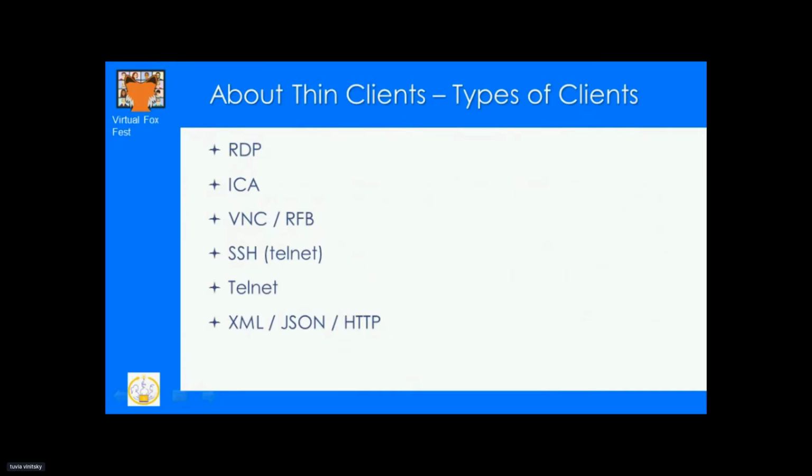Now, VNC, which some of us may use, is actually a thin client. It has graphical capabilities, and it uses the RFB protocol. So VNC, sometimes you'll see VNC/RFB as the name of it. SSH is secure telnet. XML, JSON, HTTP, those are all types of clients, but really they're types of protocols. You don't have an XML client, it's an XML protocol.